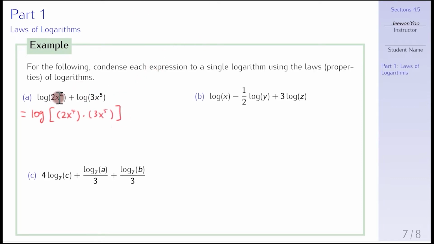Using the product law, you can multiply this one and this one together into a single logarithm. Then 2 and 3 multiply together to become 6. And then x^4 and x^5 multiply together to become x^9. And that's the answer. Second question. Before we actually condense this expanded form, you can probably bring this 1/2 and 3 to the top of y and z as an exponent. The reason is we are using both of them as power rules.